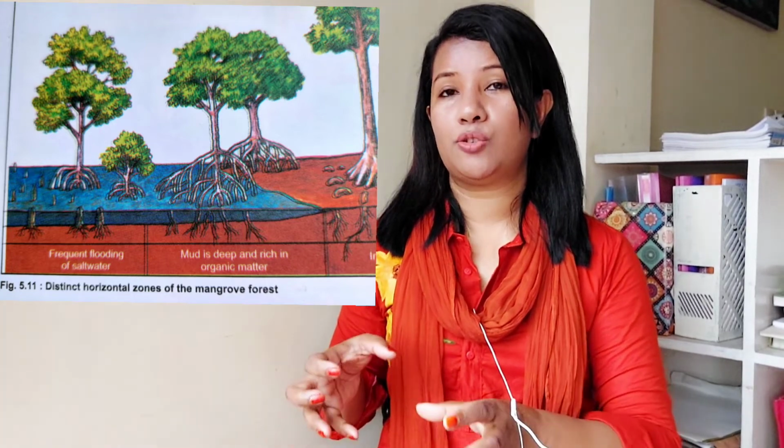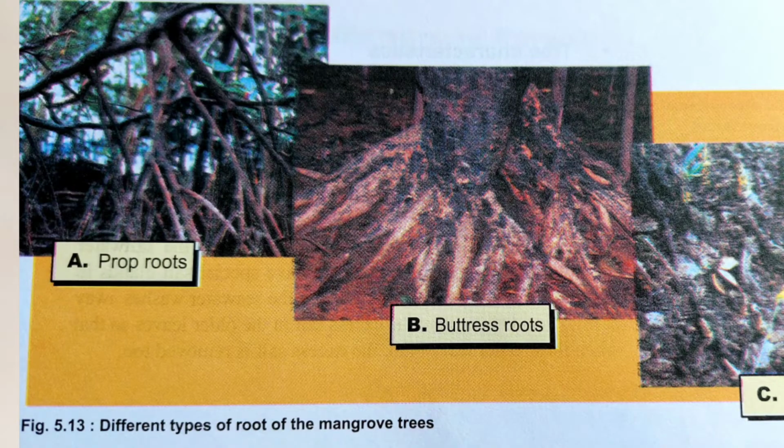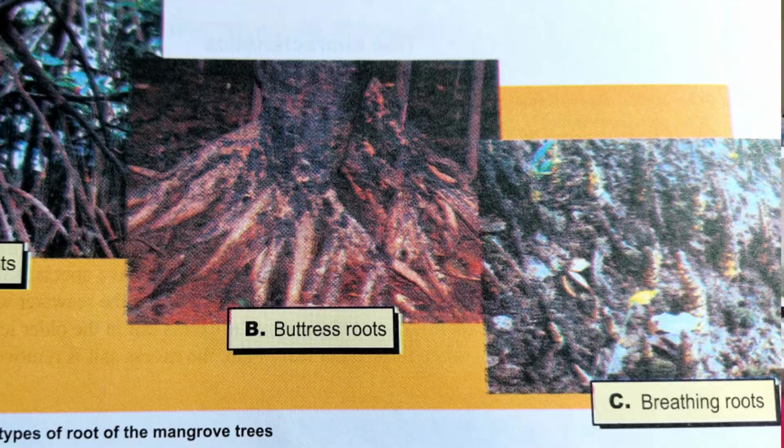There are three types of roots, because salt water is coming and going all the time in the coastal area. They are prop roots, buttress roots and breathing roots. Three types of roots here.